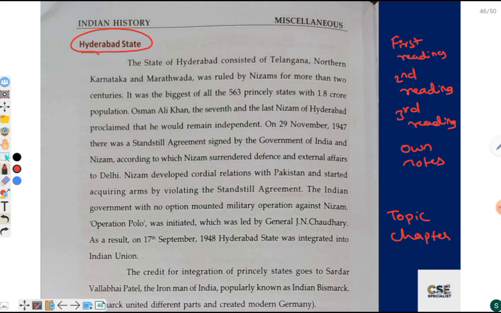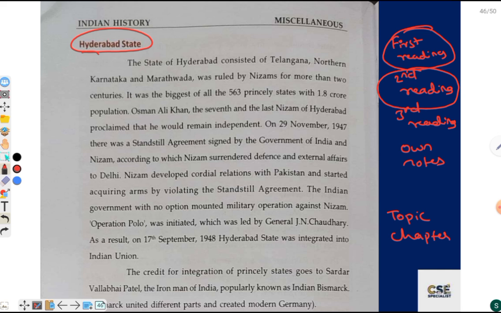The credit for the integration of princely states goes to Sardar Vallabhbhai Patel, the Iron Man of India, popularly known as the Indian Bismarck. Bismarck united different parts and created modern Germany. So this should be your first reading. In the first reading, you know the content, what exactly the topic contains.